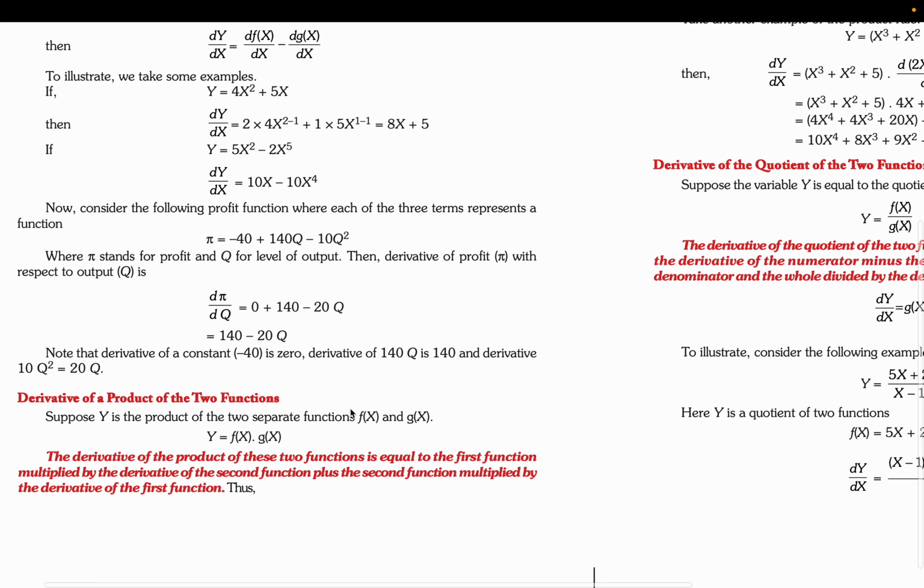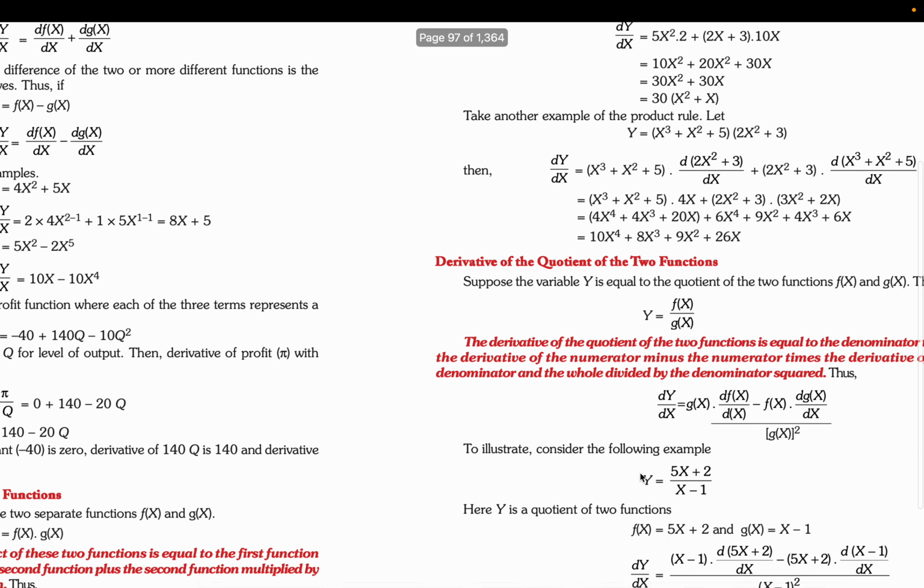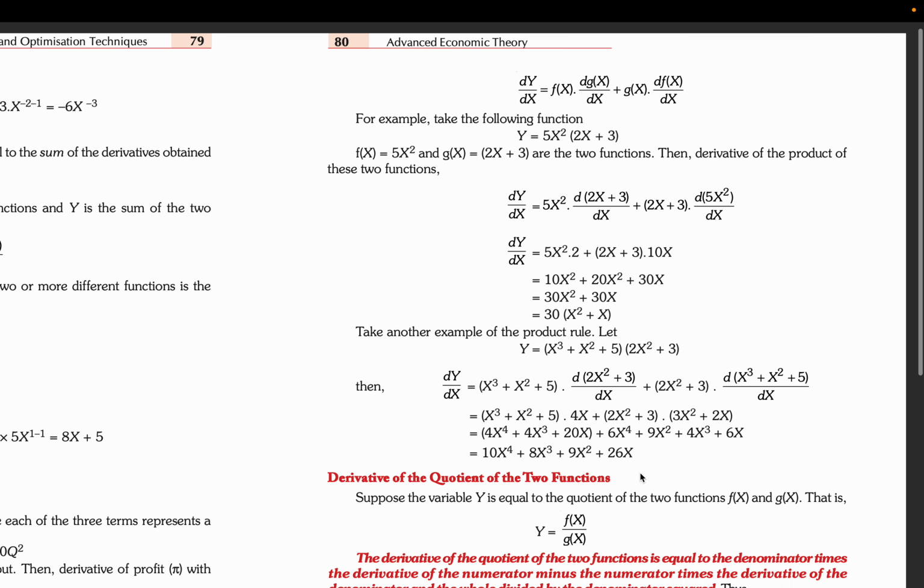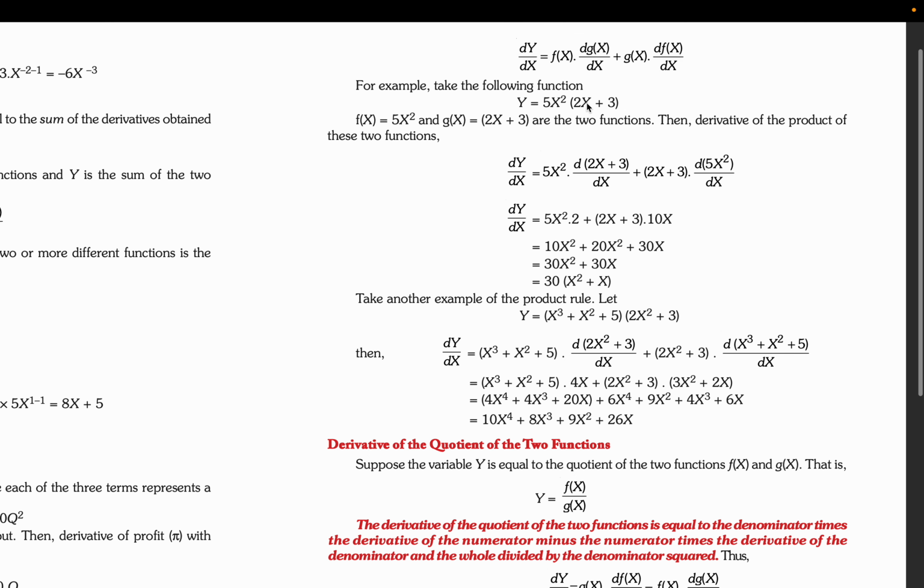Derivative of a product of two functions. Now this is again important. This is more important than adding and subtracting, by the way. The derivative of the product of two functions is equal to the first function multiplied by the derivative of the second function plus the second function multiplied by the derivative of the first function. Now let's see this one very closely. dy by dx: the first function, then you take the derivative of the second, then you let the second one be and take the derivative of the first one.